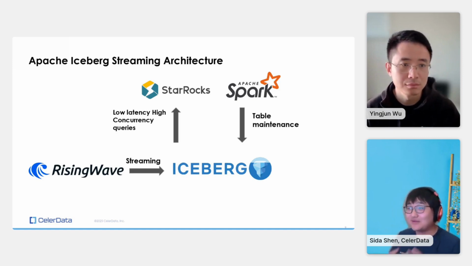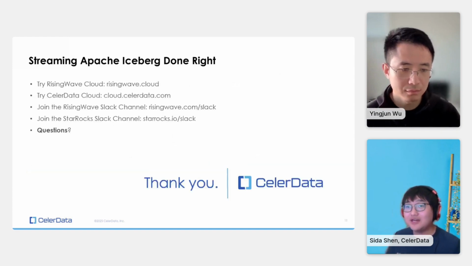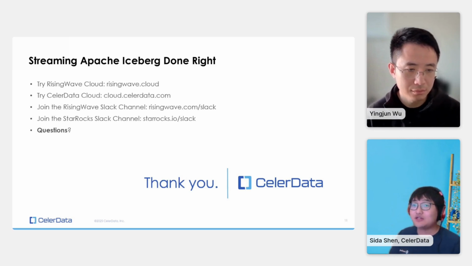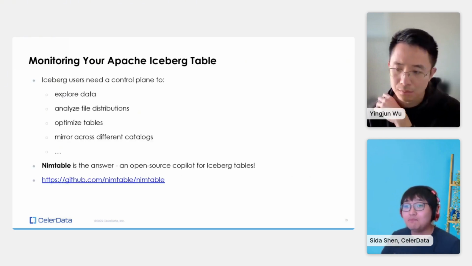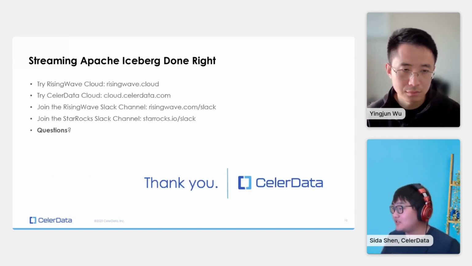This is a reference architecture you can use when you are trying to build your streaming pipeline on top of Apache Iceberg. This, I think, is actually all we have. So try out RisingWave Cloud, try CelerData Cloud, and join both Slack channels if you're into Iceberg, stream processing, real-time analytics, or customer-facing analytics. Also be sure to check out Mutable, so you can manage and compact your Iceberg tables correctly and more easily. Any more questions? We'll give a few more minutes for questions.